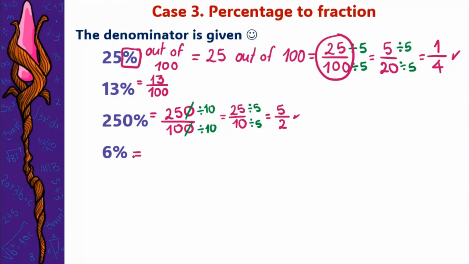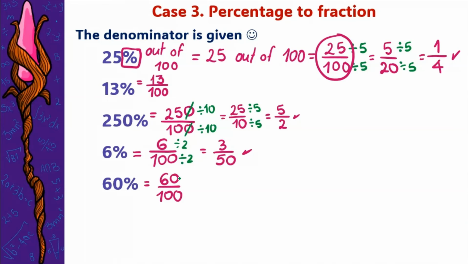Okay, for the next one is 6%. So 6 over 100. We can simplify dividing by 2. This is going to be 3 out of 50. And that's going to be the fraction. Let's see the difference with 60%. So in this case, it's going to be 60 over 100. Again, we could divide by 10 by canceling the zeros. That is going to give us 6 over 10. We divide by 2. And then we get 3 over 5. Remember that simplifying is using equivalent fractions.